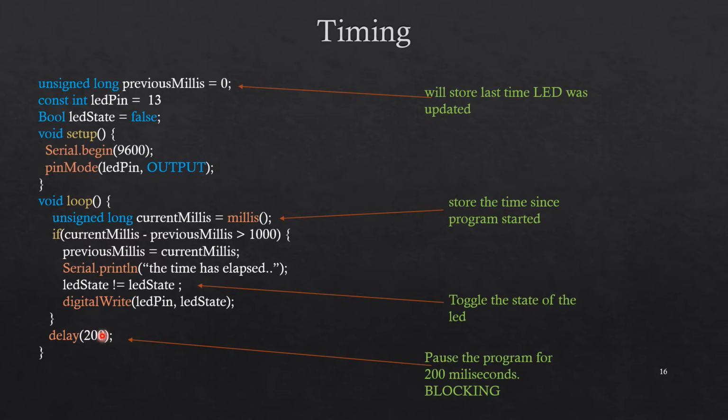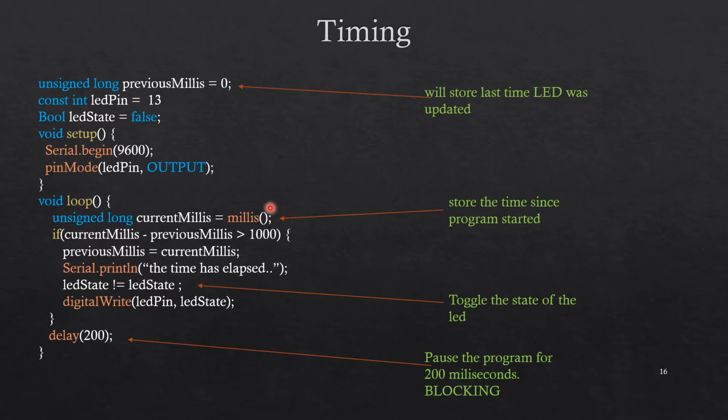And here at the end, we used a pause for the whole program for 200 milliseconds, and this pause or this delay will be blocking. So the loop will stop right here for 200 milliseconds and go on then. But using this function, it won't stop.